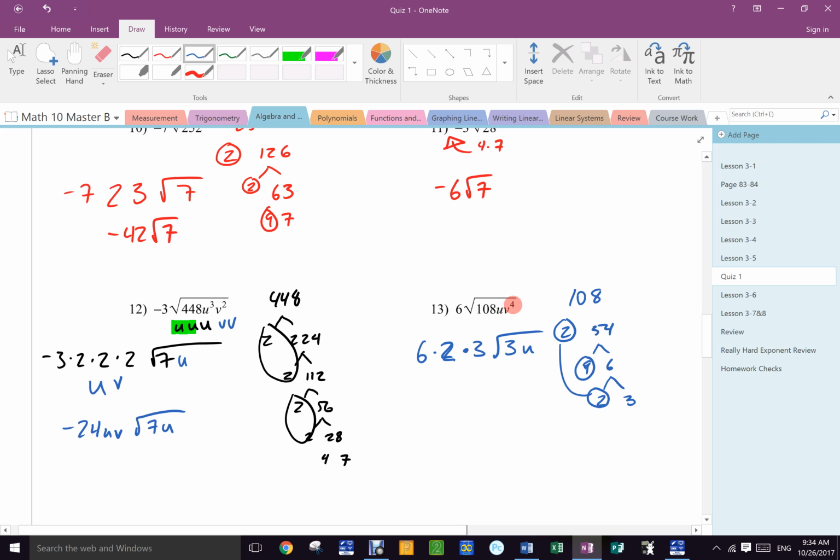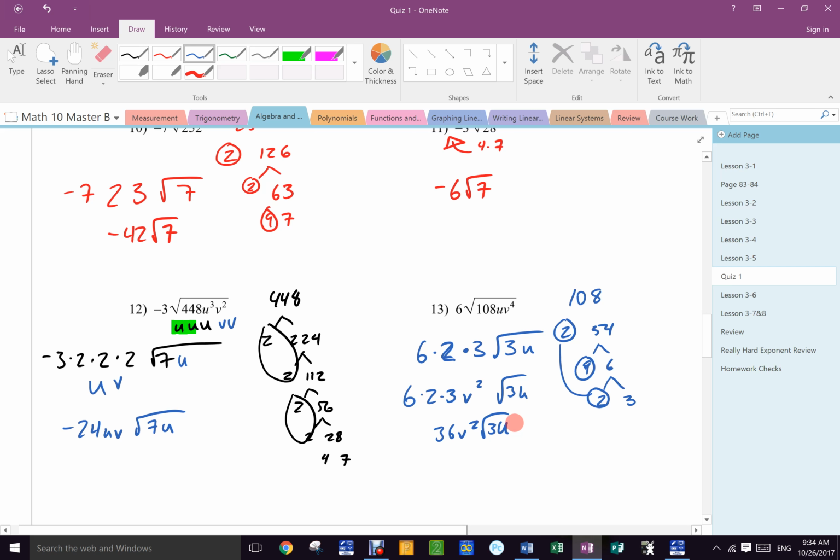But I got how many V's? 2 groups of V's. So I can take out 1 V. That'll cover 2 of them. And a second V. That'll cover 2 of them. So I end up with 6 times 2 times 3 times V. V times V, which is V squared, right? So 6 times 2 is 12. 12 times 3 is 36 V squared root 3U.